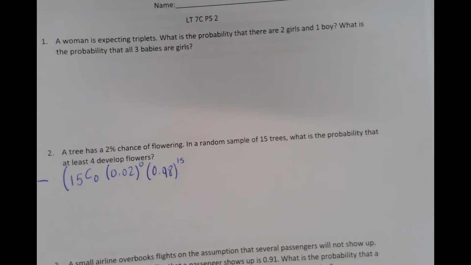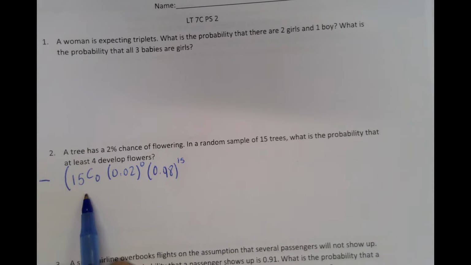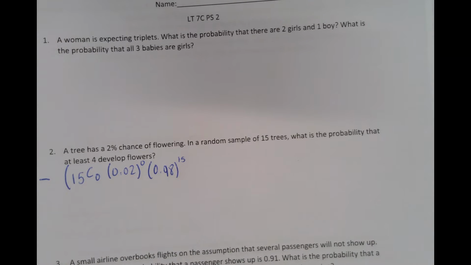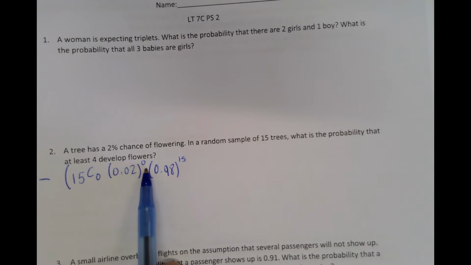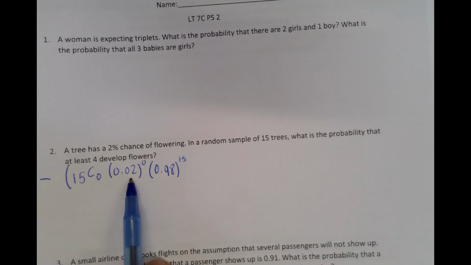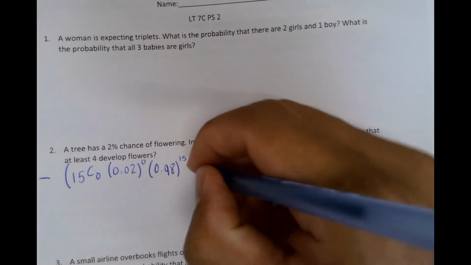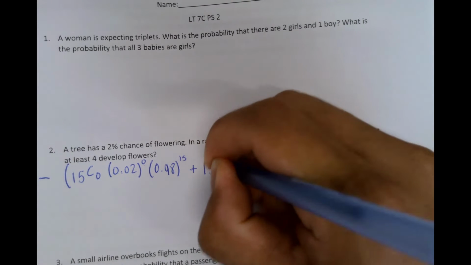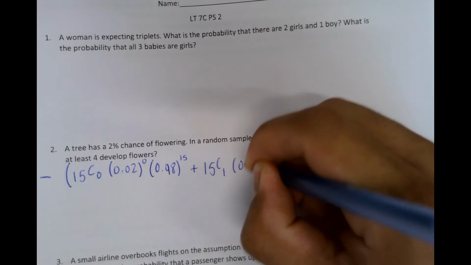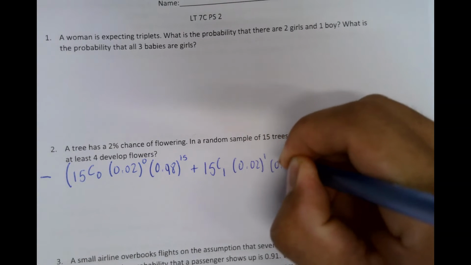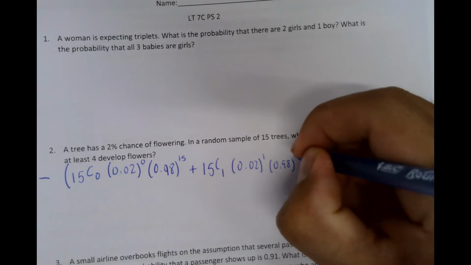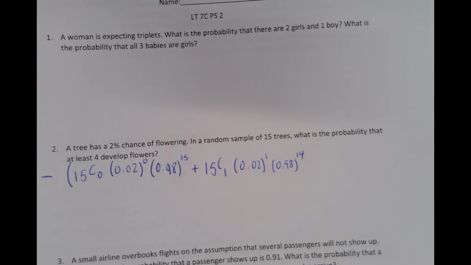Okay. So this first part is how many different ways you can have 15 trees develop 0 flowers. And this 0.02 to the 0 power represents that none of the trees are developing flowers, because there's a 2% chance. If none of them are flowering, then it happens 0 times. So I have to do this for 1: 0.02 to the 1 power, 0.98. And again, the exponents are going to add up to 15, but the probabilities will not change, right?